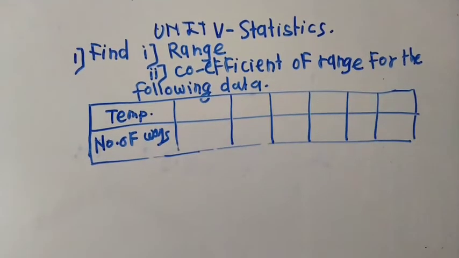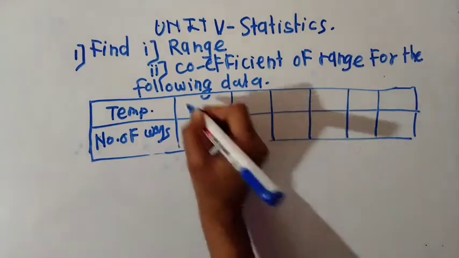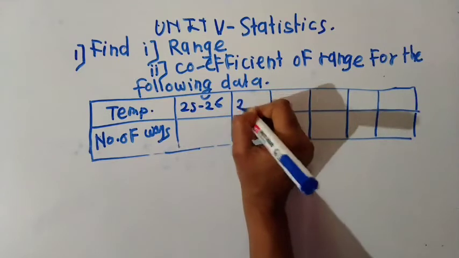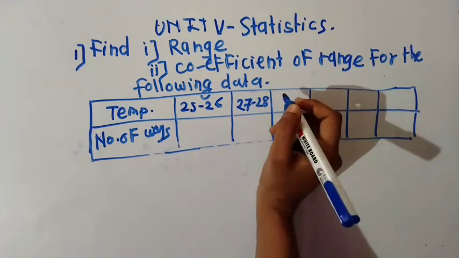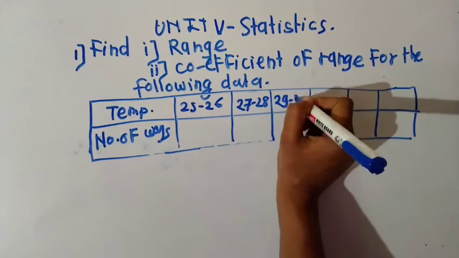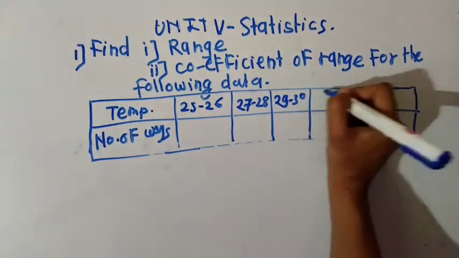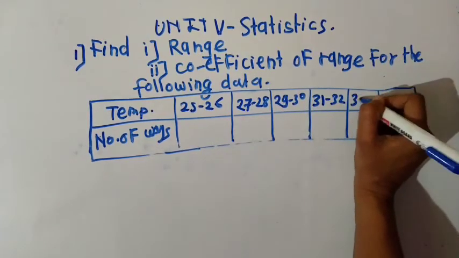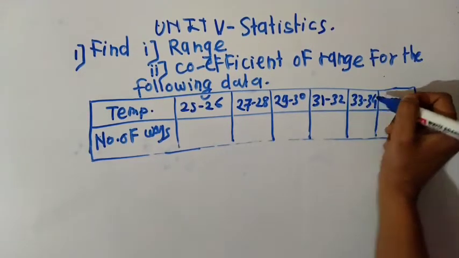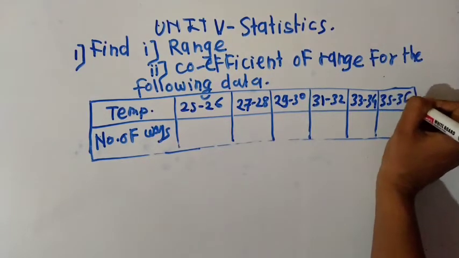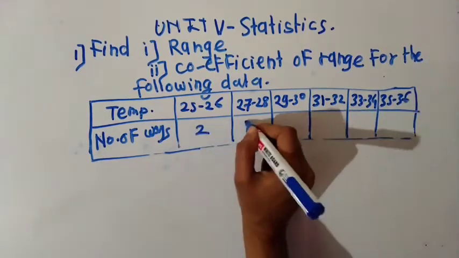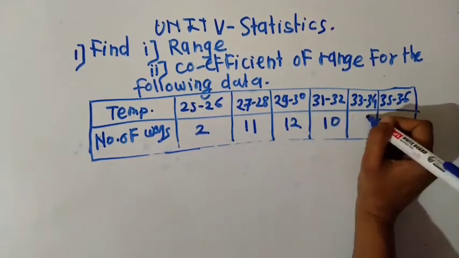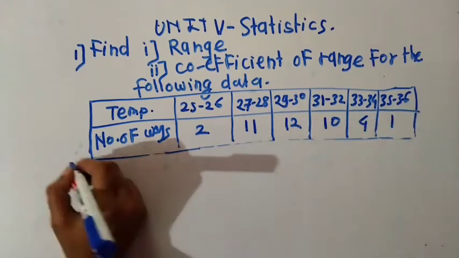So, first, temperature is 25 to 26, 27 to 28, 29 to 30, 31 to 32, 33 to 34, 35 to 36, and the frequencies are 2, 11, 12, 10, 4 and 1.